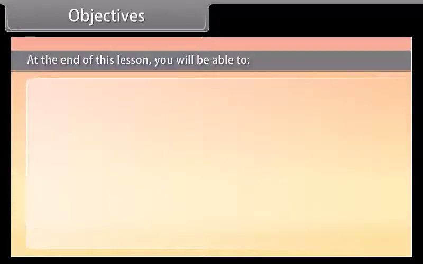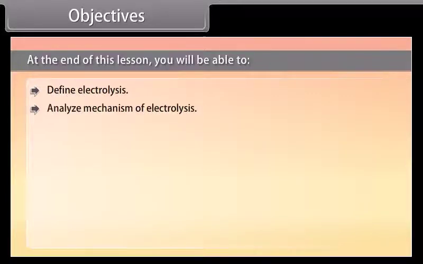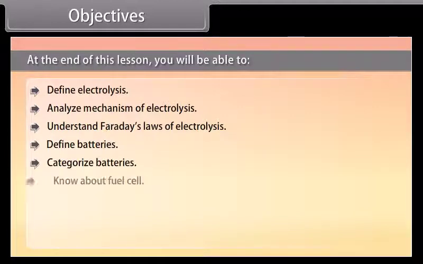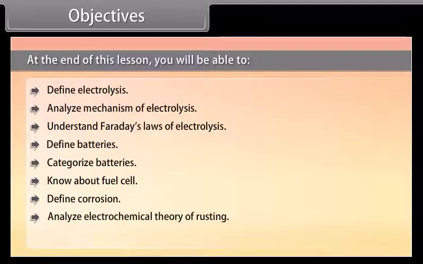Objectives. At the end of this lesson, you will be able to define electrolysis, analyze the mechanism of electrolysis, understand Faraday's laws of electrolysis, define batteries, categorize batteries, know about fuel cell, define corrosion, analyze electrochemical theory of rusting, and explain prevention of corrosion.